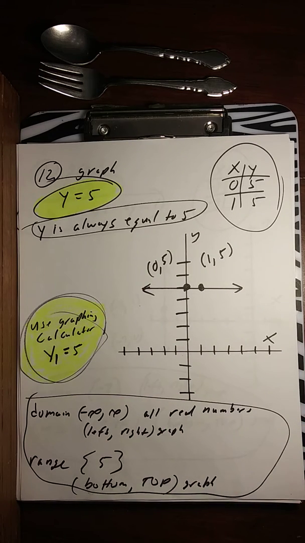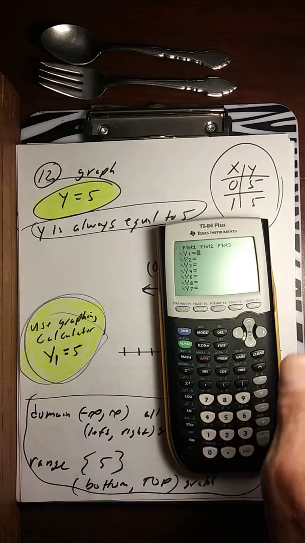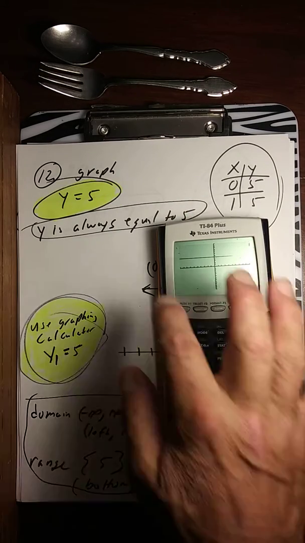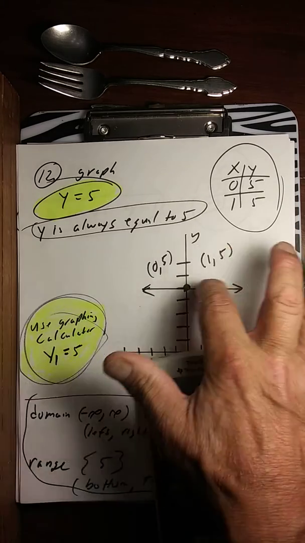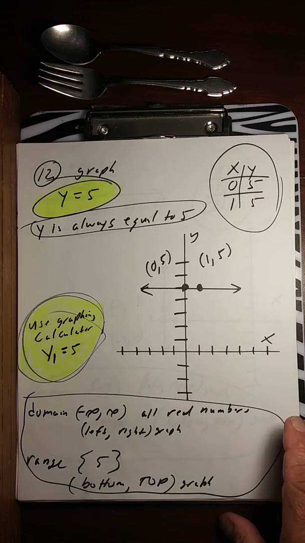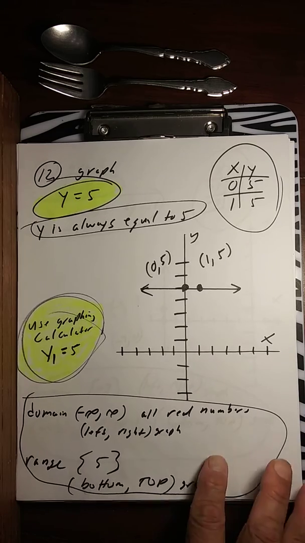Or can I use a calculator? Sure, let's do that. Y equals 5. So you just put y equals 5. Hit graph. There it goes, straight across, just like that. Next one.